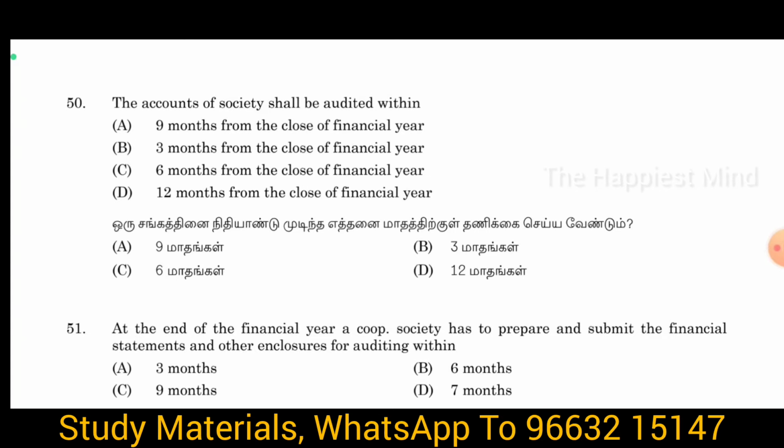Question 50. The accounts of society shall be audited within dash. Answer is option C, 6 months from the closing of financial year.